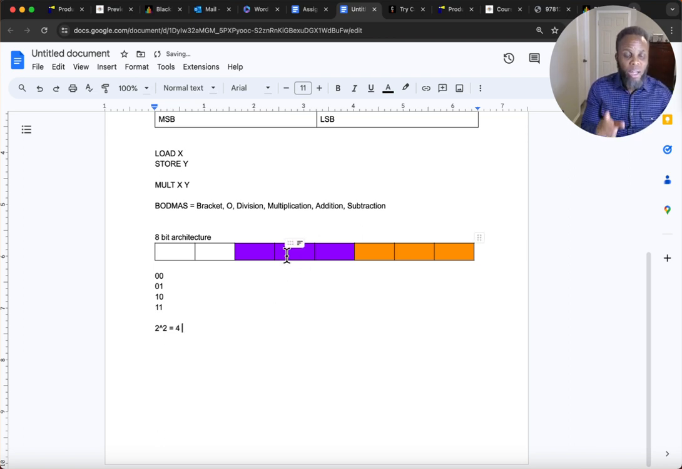If you use an 8-bit architecture and you reserve 6 bits for the operands, where each operand is consuming 3 bits, you can have 4 instructions that can be represented. 00 is an instruction, 01 represents an instruction, and so on and so forth.